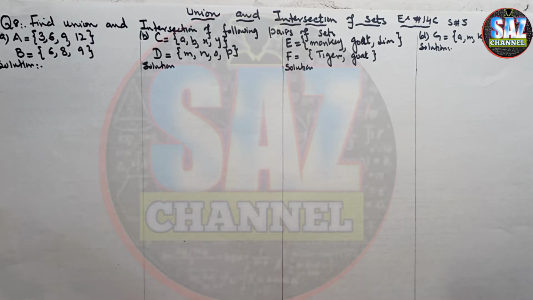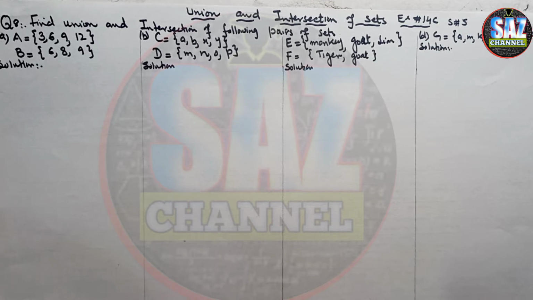This is my fifth lesson of D2, chapter number 14, exercise 14C, that is about union, intersection, complement, and universal set. If you find any difficulty in understanding what is the universal, what is complement, union, and intersection, you can watch the previous lesson, for which I'll give the link in the description box. This lesson I'm making on the special request of some of my students.